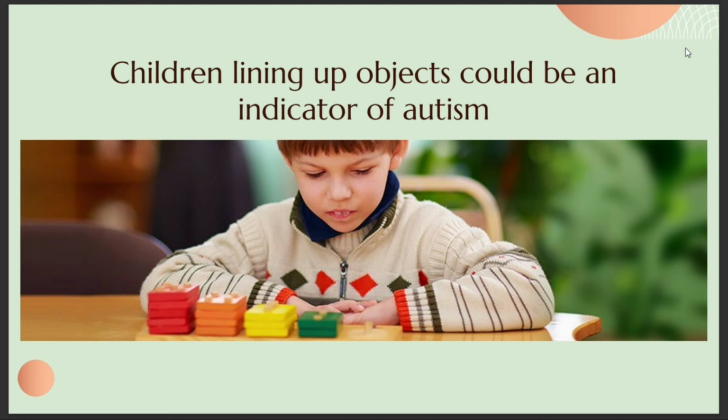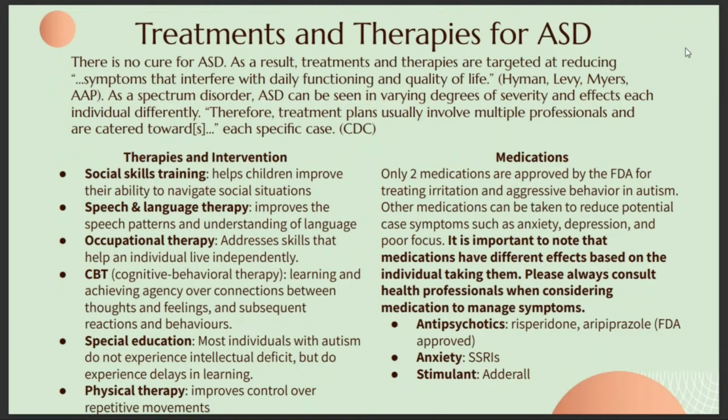So this is a picture of a child who has a lining up of objects, and this could be suspicious, just an indicator of autism. Next slide, please. So what are the treatment and therapies? There is a significant role of pediatric neurologists, because they are going to differentiate whether it is an autism spectrum disorder or some other kind of genetic abnormality.